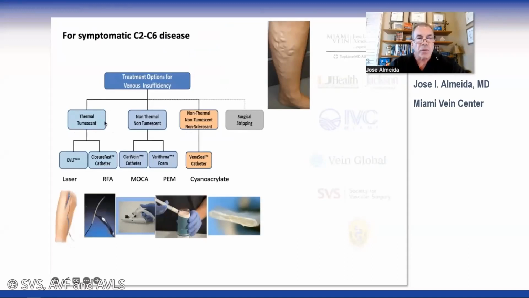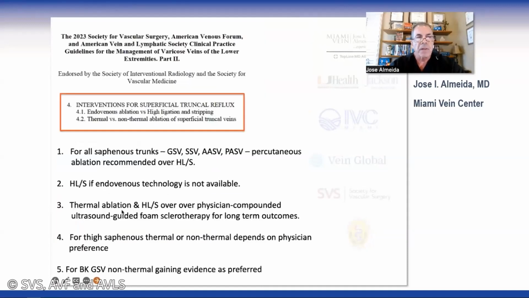So what's available? Thermal, non-thermal, glue, and surgical stripping. Most of you have heard of the two thermal techniques, endovenous laser and radiofrequency ablation. Non-thermals are mechanochemical ablation and what's called Varithena, or polidocanol endovenous microfoam. Cyanoacrylate is a glue. These are the devices below, which probably most people are familiar with. So we'll go through this a little bit.